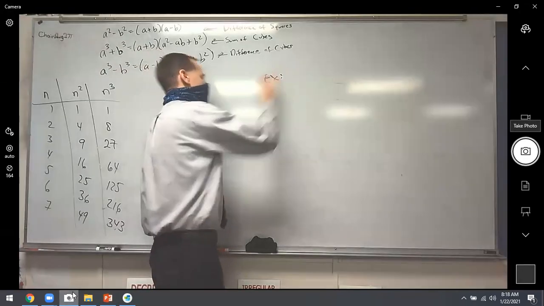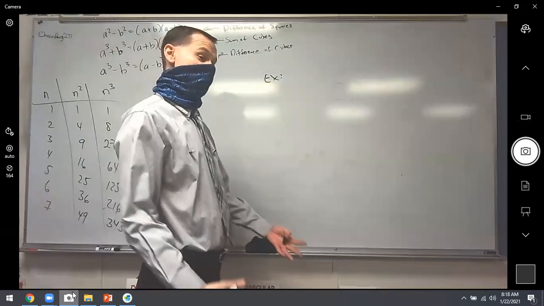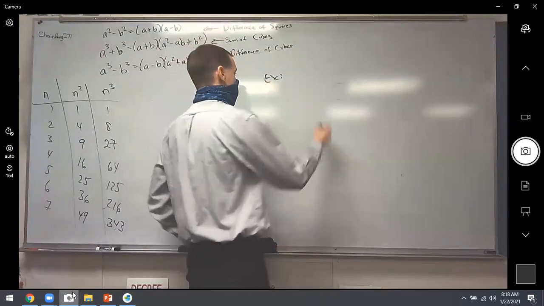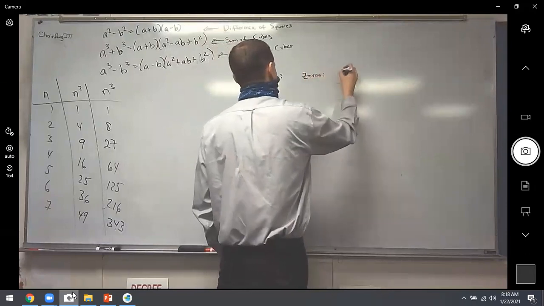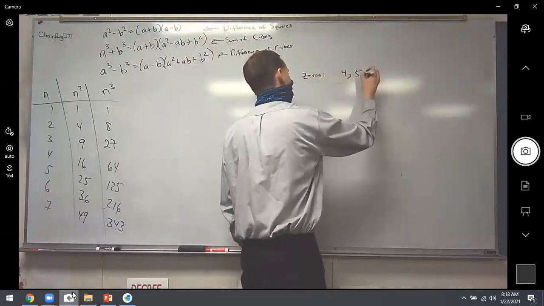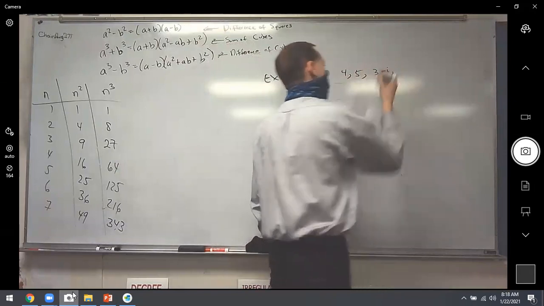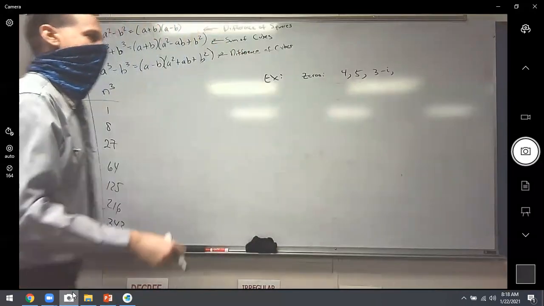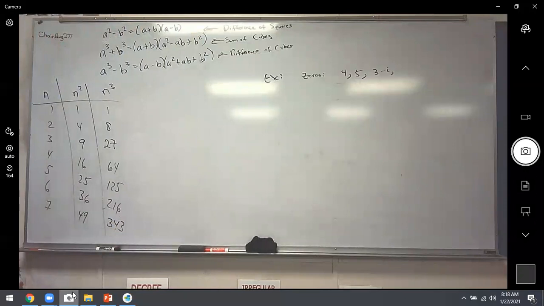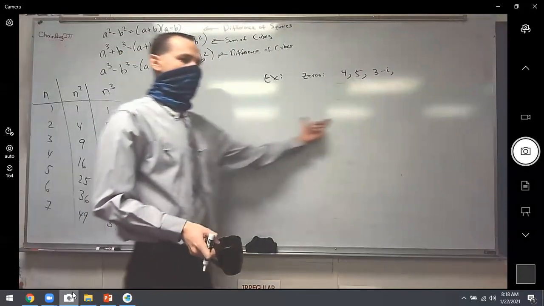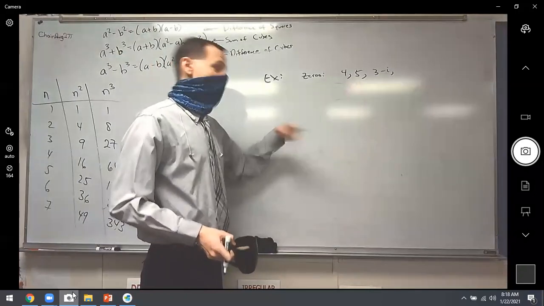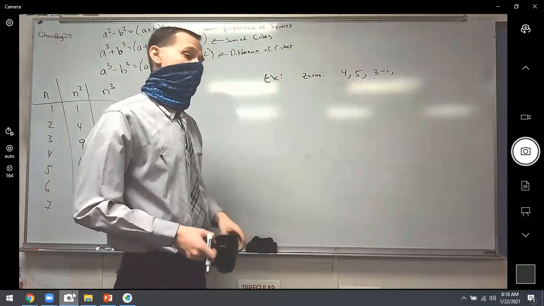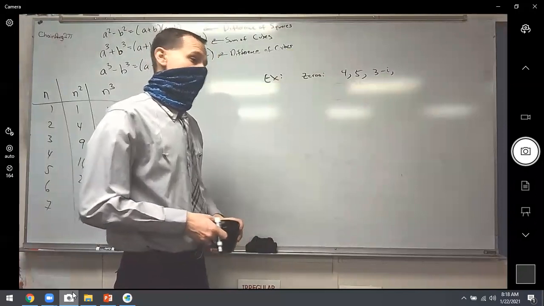A lot of times textbooks like to give you this. They give you zeros. So they're going to say, okay, zeros are given by 4, 5, and maybe 3 minus i or something like that. And they want you to go the other way. Usually I give you a big polynomial and you factor the heck out of it and you figure out what the zeros are. Well, can you go the other way? If you know what the zeros are, could you turn it back into a polynomial? And the answer is yes, you could.